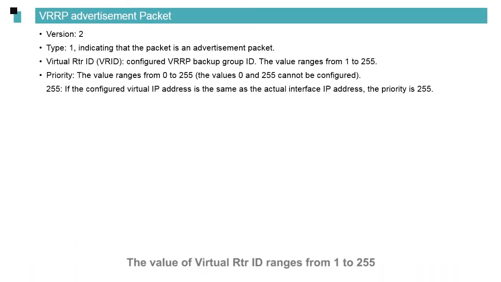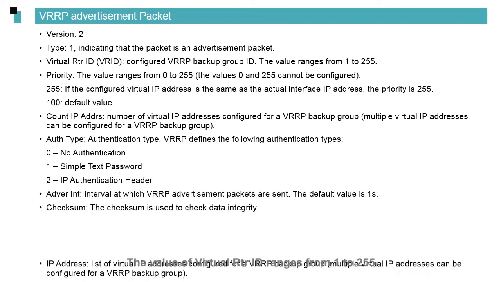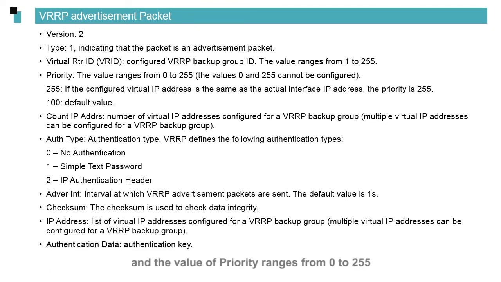The value of virtual RTR ID ranges from 1 to 255, and the value of priority ranges from 0 to 255. The value 0 indicates the interface is no longer used, and the value 255 is reserved for an IP address owner. VRRP defines 3 authentication types. The default interval between sending VRRP advertisement packets is 1 second.